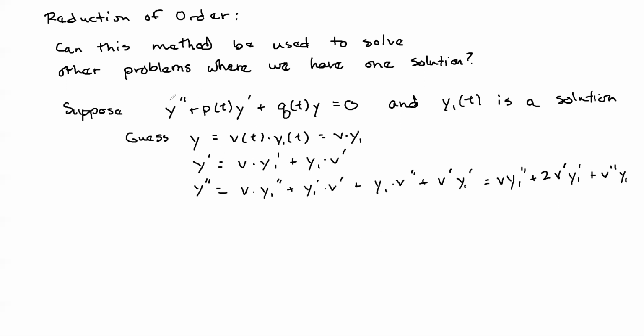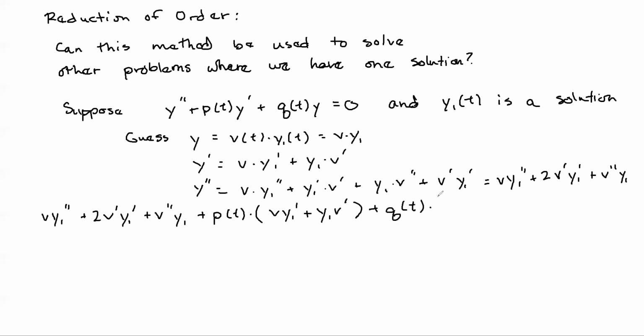Now take those, pop them up into the original differential equation, and let's see what happens. So this we're going to put in place of the y double prime. So we're going to have v y1 double prime plus 2 v prime y1 prime plus v double prime y1. And then we're going to have p of t times a y prime, which is v y1 prime plus y1 v prime, plus q of t times y. So that's just v y1. And that equals 0, because we're just popping stuff into this original equation.